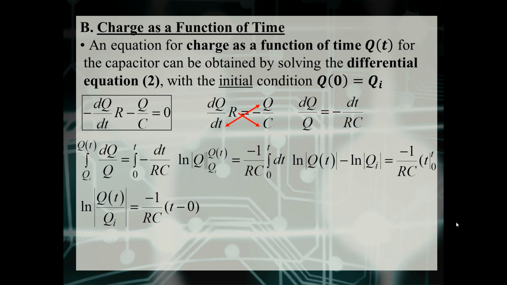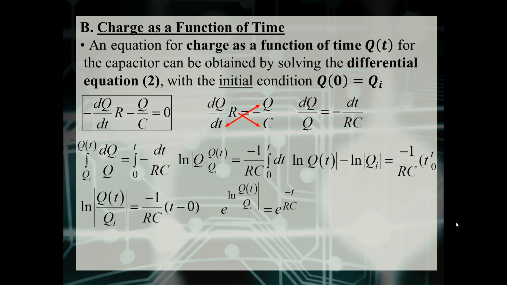Now, to get q of t by itself, I need to get it out of that ln. To undo the ln, we apply the counterpart of the ln function, and that's the exponential function. So to get rid of the ln, we're going to take the exponential function and raise it to the power of the terms that you see on each side of the equation here.